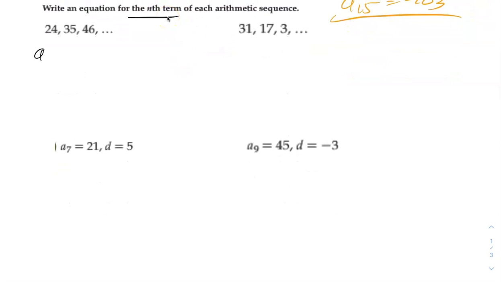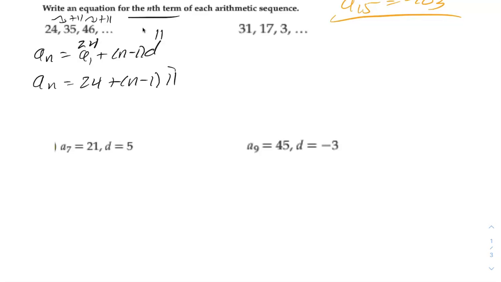So I'm going to write the equation first. a1 plus n minus 1 times d. The first term is 24. And the common difference is, what are they adding every single time? Looks like 11. Yeah, 11. 24 plus 11 is 35. 35 plus 11 is 46. And that's pretty much it. I just got to simplify it now, but that is the equation.